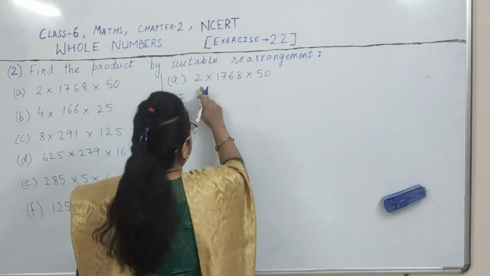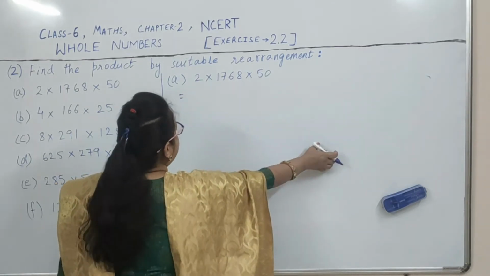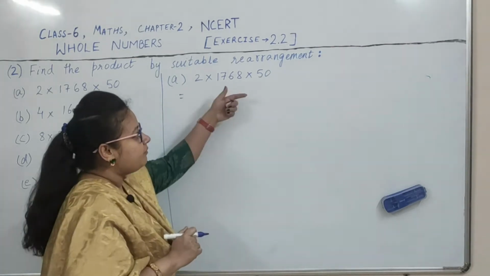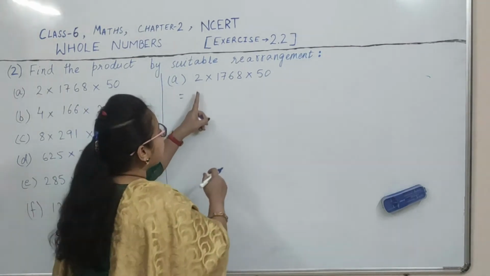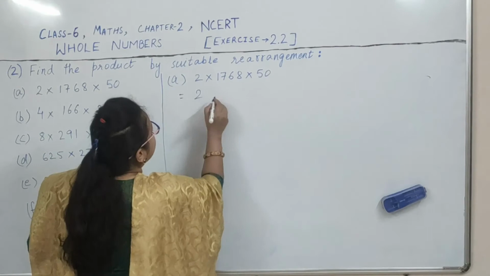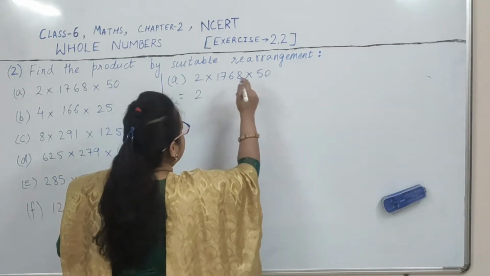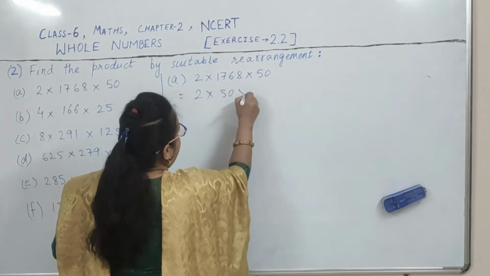If we multiply this, we have to multiply it here in the rough space, write it, and then again multiply it by 50. So we are not going to do that. We are going to rearrange the numbers. We will bring this here and we will bring this here. How will it help? Let us check.